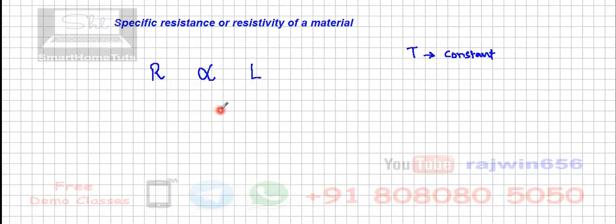Then resistance of the wire is inversely proportional to the area of cross section. By area of cross section we mean the thickness of the wire. It means if you have a thin wire, then its resistance is going to be more. If you have a thick wire, then its resistance is going to be less. So these are the two things on which the resistance of a wire depends.